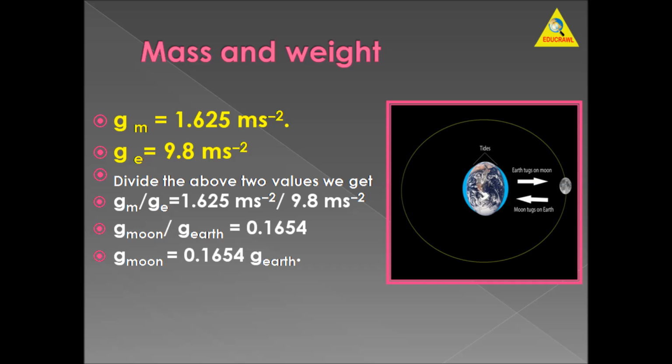So doing the division, we get gm by ge is equal to 0.1654. So now I am going to move this ge to the right hand side. So the equation becomes gm is equal to 0.1654 into ge. Therefore, the gravity of moon, gm refers to the gravity of moon. The gravity of moon is 0.1654 times the gravity on earth.